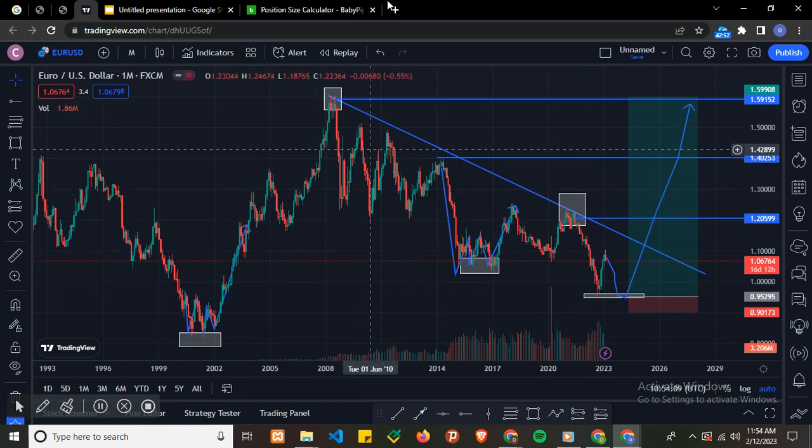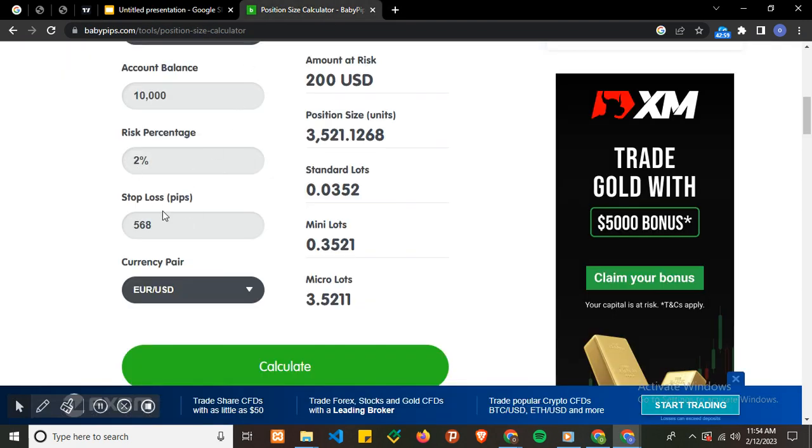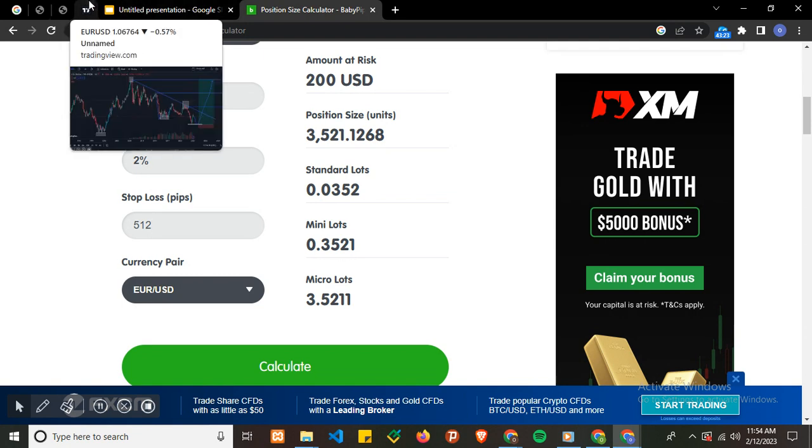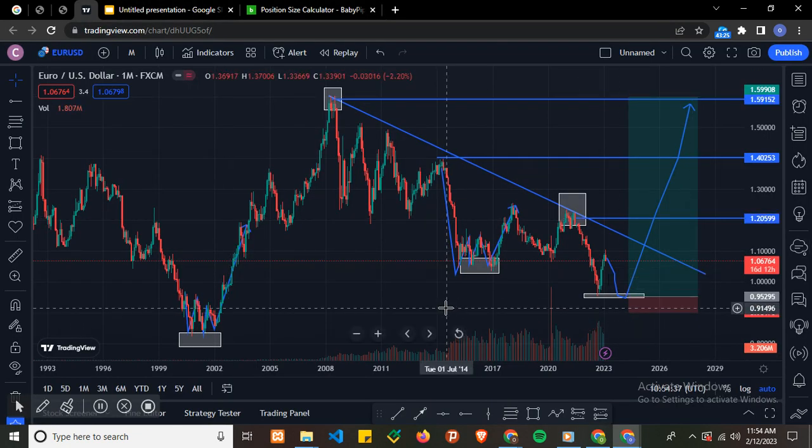Let's check 1:12. On a $10,000 account, 2%, 512. So I'm risking 200. 200 multiplied by 12 will give us $2,004. Can you see? On a $10,000 account. But the problem here is time.